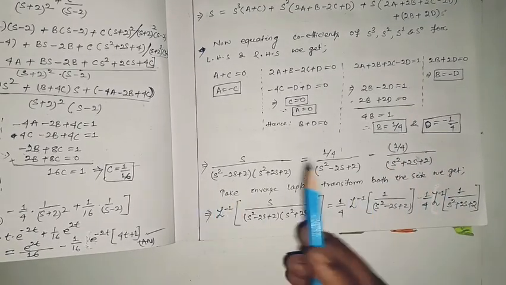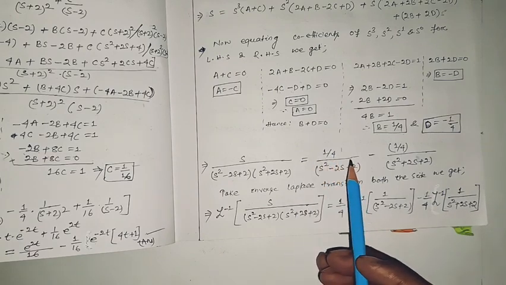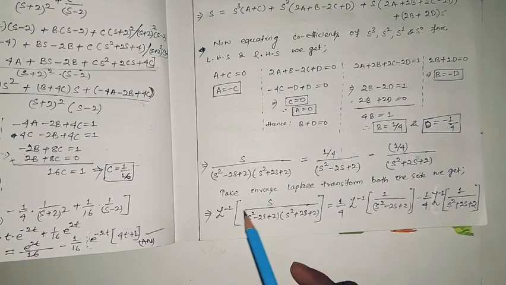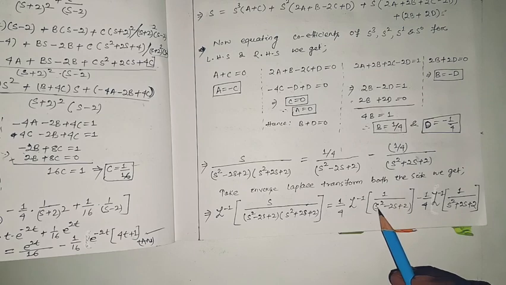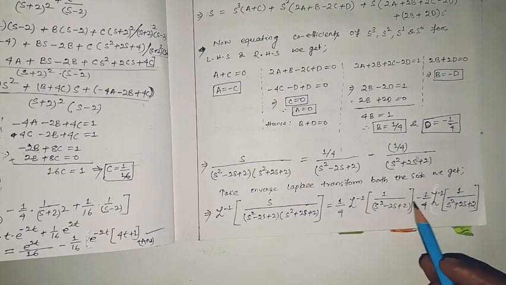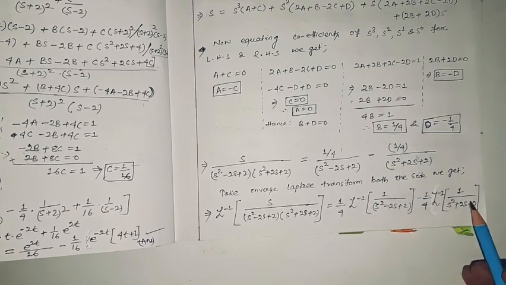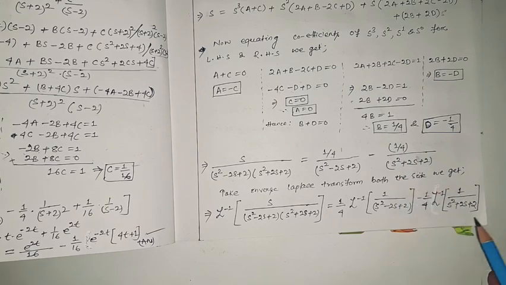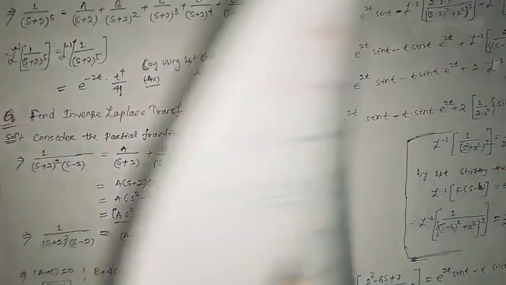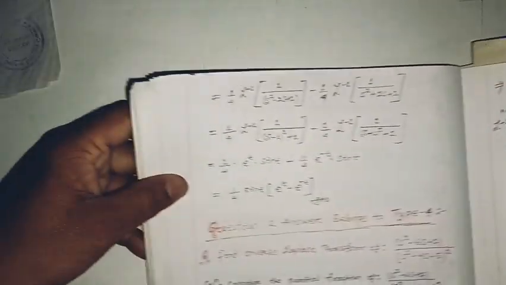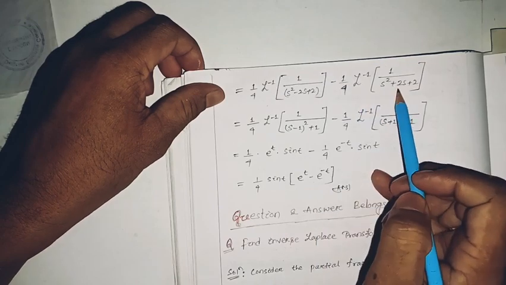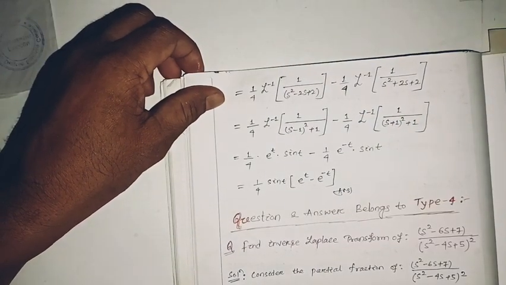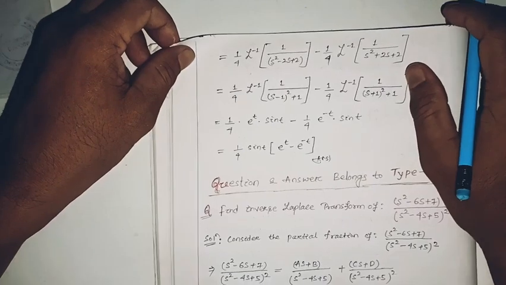Now we have to take the inverse Laplace transform on both sides, because we need to find the inverse Laplace transform of this one. The inverse Laplace transform will be 1/4 constant taken outside, inverse Laplace transform of 1/(s² - 2s + 2), minus 1/4 taken outside, inverse Laplace transform of 1/(s² + 2s + 2). Whatever was written on the last page, the same I have written over here.